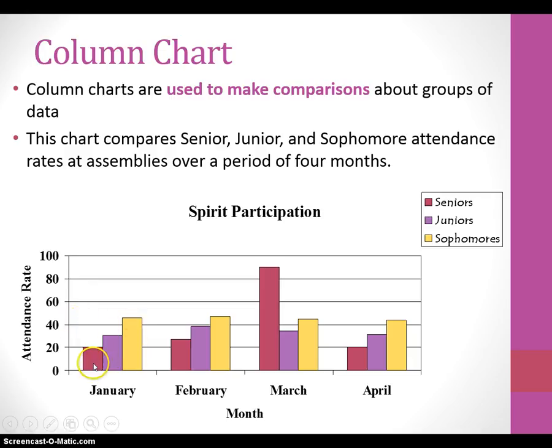You can see that was up in the attendance of seniors, but as it went to March, the attendance rate for the seniors went up, and the attendance rate for the juniors went down. So what this does is just make comparisons between different things. It could be different car companies, shoes, clothes, those type of things.